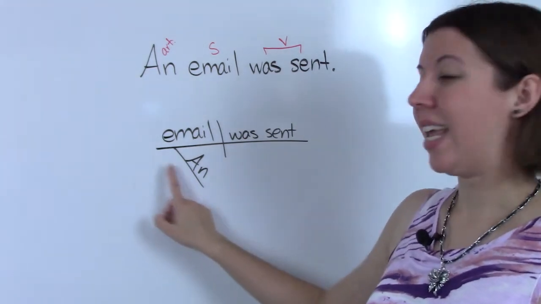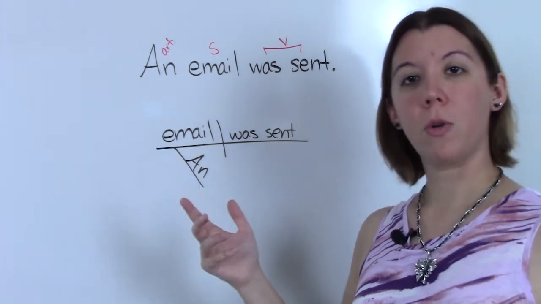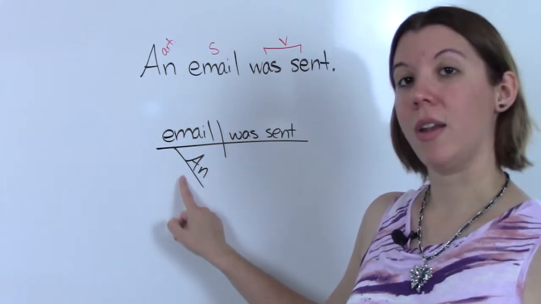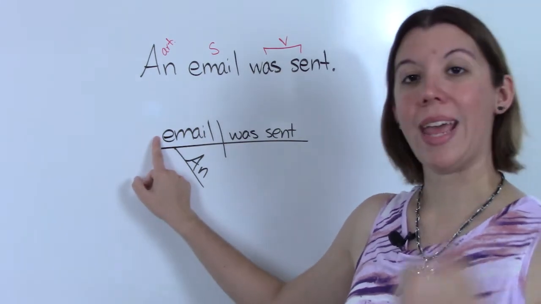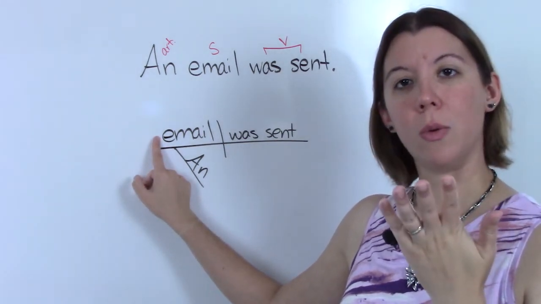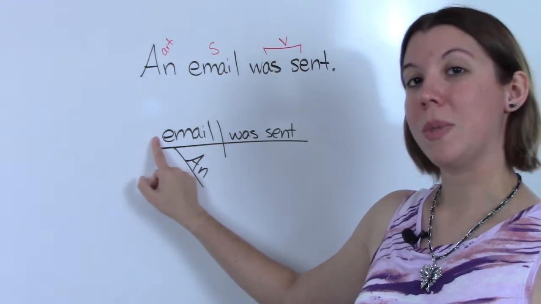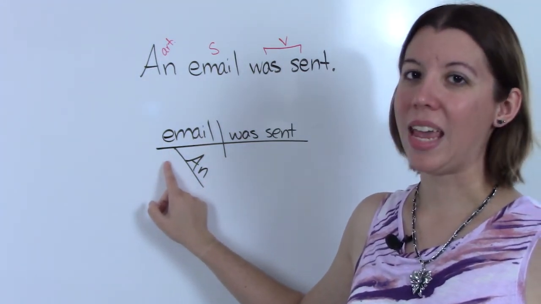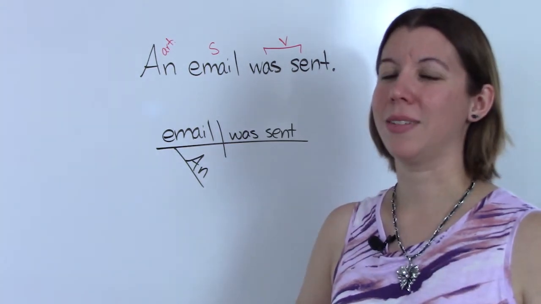Notice that here it's an email, whereas before it was a tornado. Now, side note, we use an when the next word starts with a vowel: A, E, I, O, U. So because email starts with an E, we're using an instead of a. A we use for everything else.